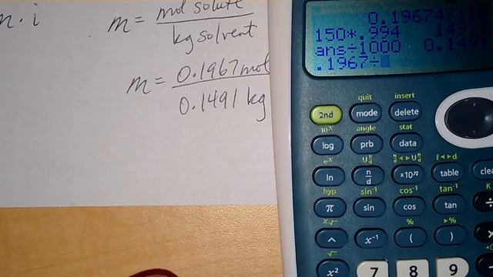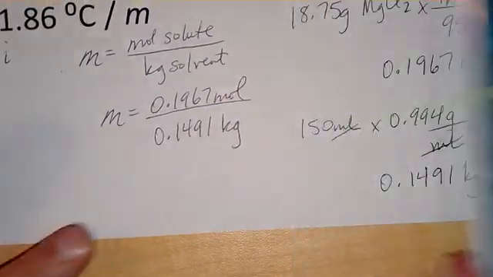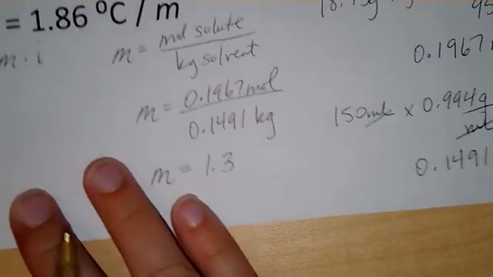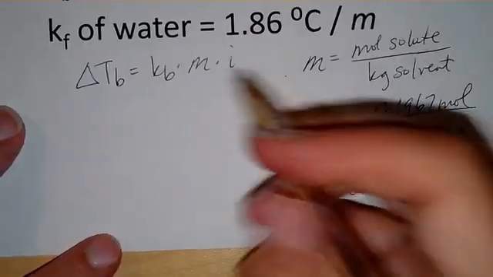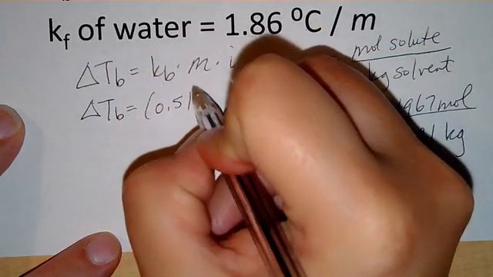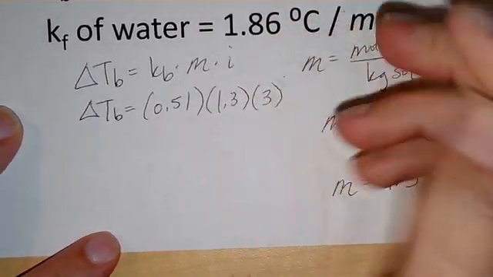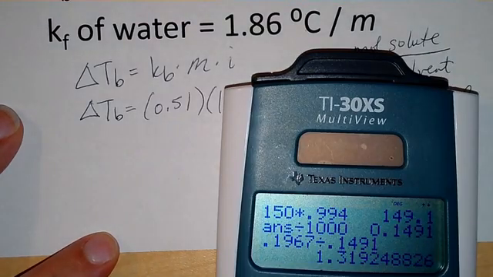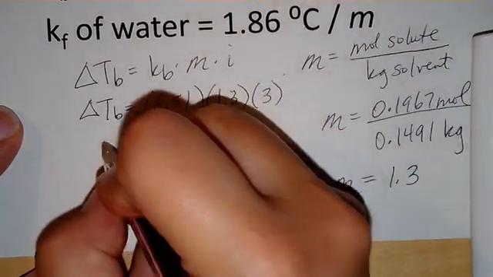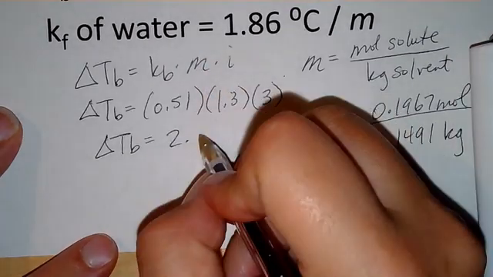So we're looking for change in boiling point. We have Kb given for us. We now have molality, and our I value should be approximately 3. So now when we multiply, we get our change in boiling temperature of 2.02 degrees Celsius. Since water is our solvent, we're going to add that to our 100 to get 102.02 degrees Celsius for our boiling point.